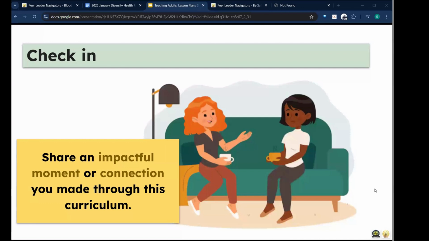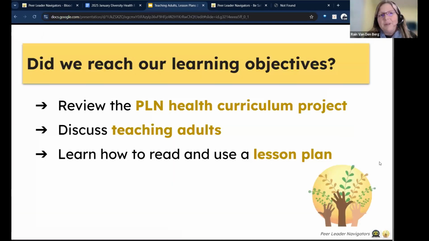That's fantastic. So we just want to check in. Did we reach our learning objectives tonight? Do you feel like you understand what the PLN Health Curriculum Project includes? And did you learn some things about teaching adults? And did you learn how to read and use a lesson plan? So hopefully the answers to those questions are yes.